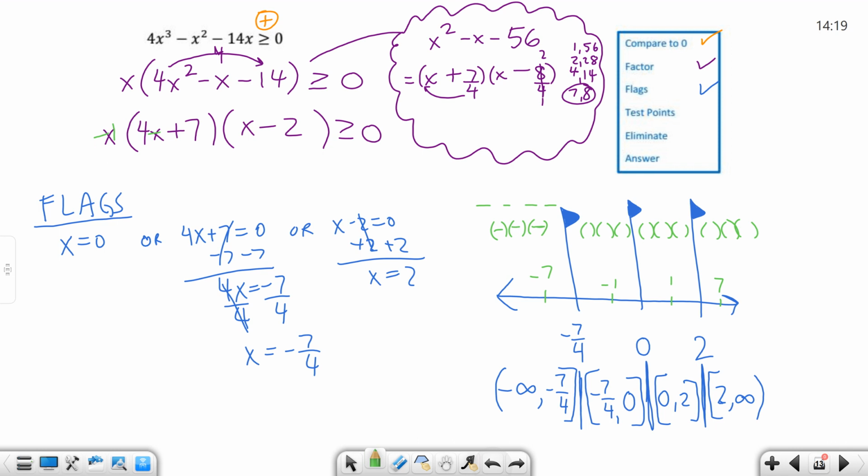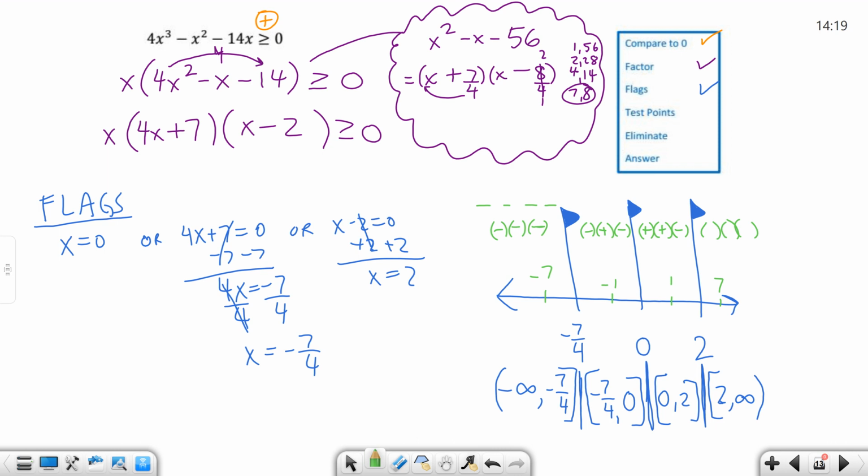I'm going to move those so I can do the next test point. Negative, we said, for plugging in negative 1 right here, okay? And then positive, and then negative. And then now we're going to plug in 1. So if I put in 1, 1, and 1, so plugging in 1 for x is positive. 4 times 1 is 4 plus 7 is positive. And then 1 minus 2 is negative.